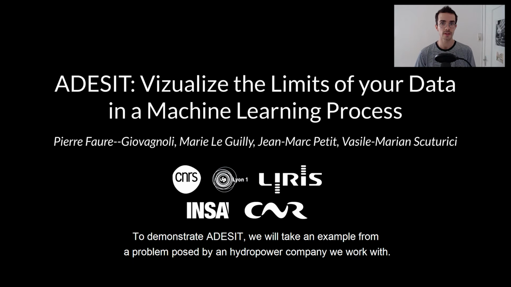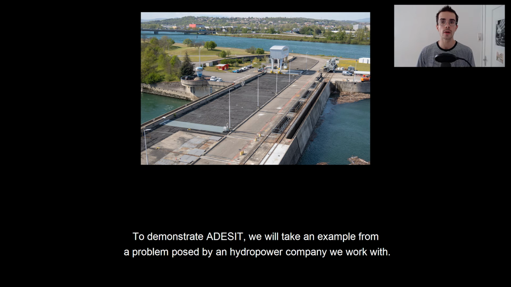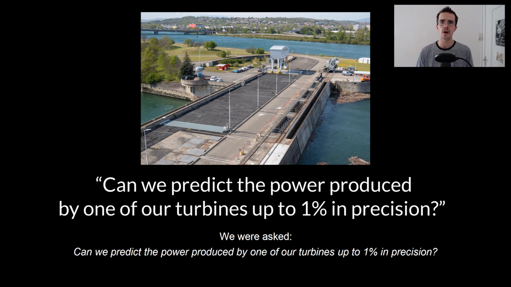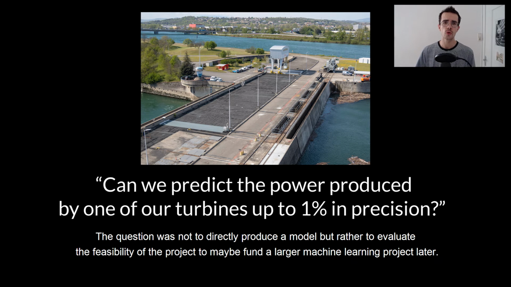To demonstrate ADESIT, we will take an example from a problem posed by a hydropower company we work with. We were asked, can we predict the power produced by one of our turbines up to 1% in precision? The question was not to directly produce a model, but rather to evaluate the feasibility of the project to maybe fund a larger machine learning project later.